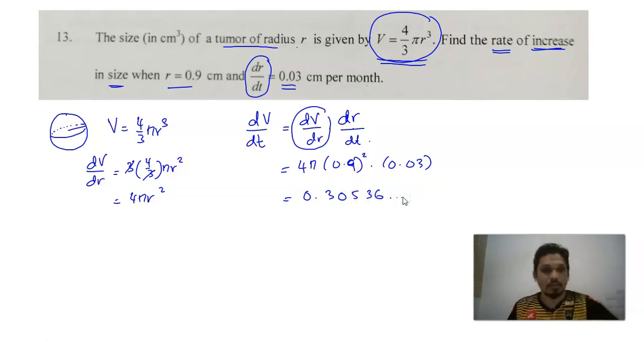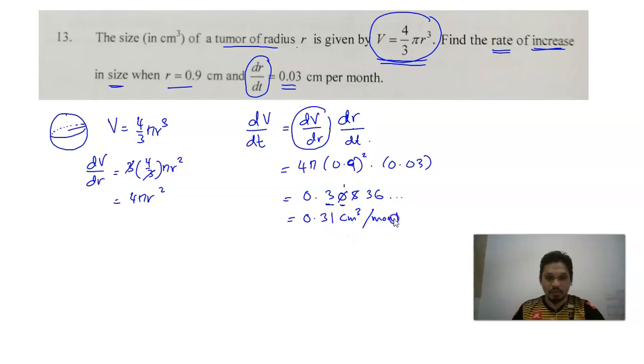What I get here is 0.30536. So in 2 decimal places, look at this one here, 0, and the next is 5, so you round up with 1, it is 0.31 centimeter cubed per month. Okay.